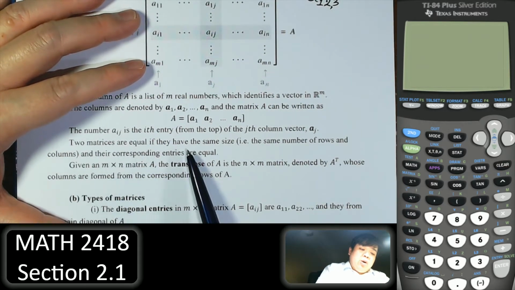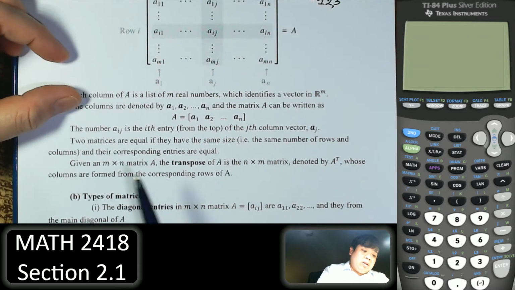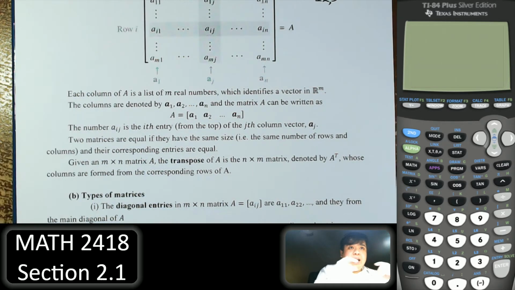Two matrices are equal if they have the same size, meaning the same number of rows and the same number of columns, and the corresponding entries are equal. So they have the same size, and each number will have to be equal to the corresponding number in the other matrix.